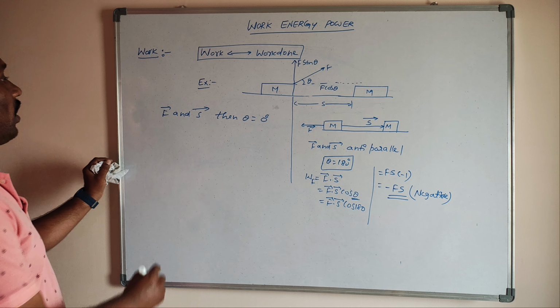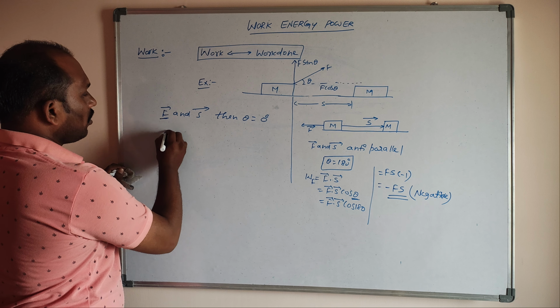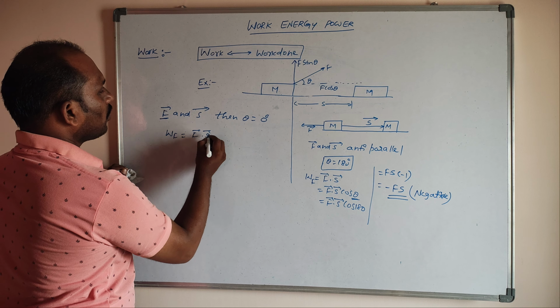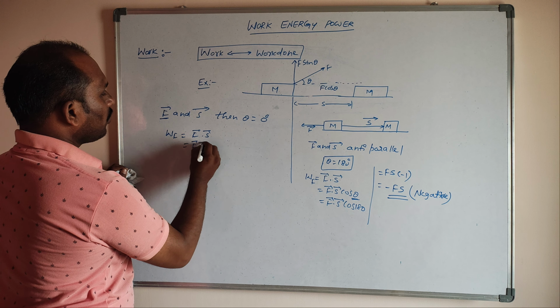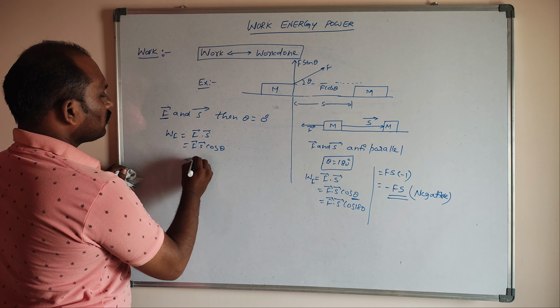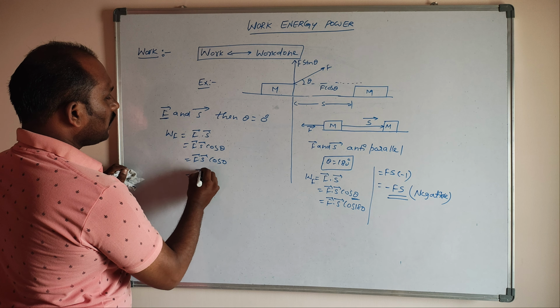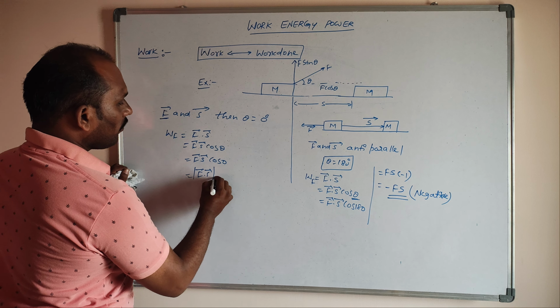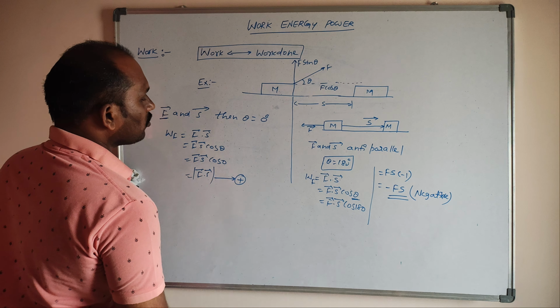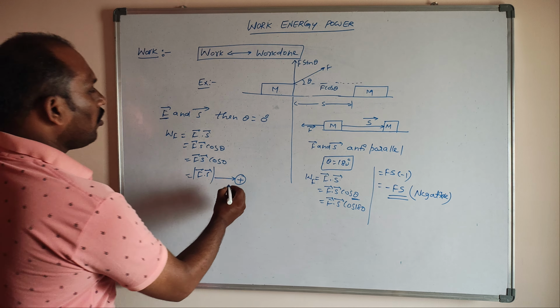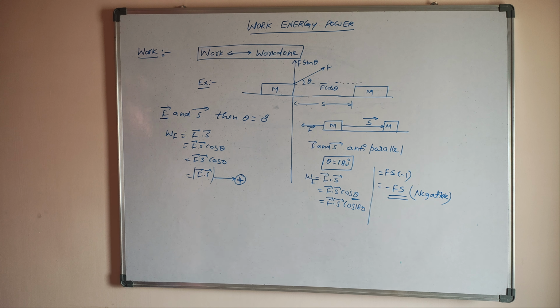Same, I am applying. Work done against this force is F bar dot S bar, which is F bar S bar cos theta. So F bar S bar cos 0, so I get Fs. This value is positive, so I am getting positive work done by the force here. So positive work done. Let us take another example.